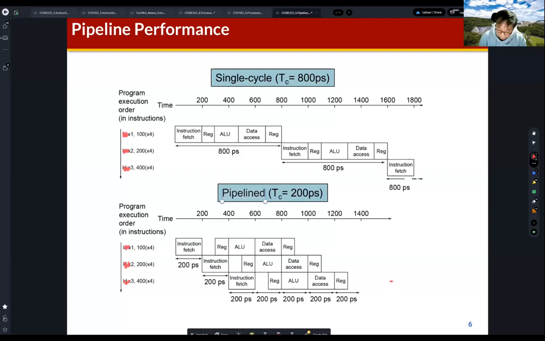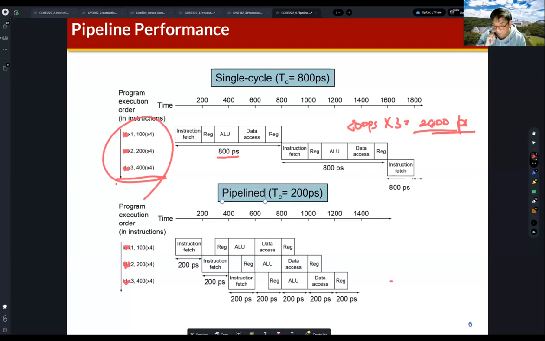As I mentioned, each instruction will take 800 picoseconds for the single cycle processor, right? Which means that in order to execute these 3 instructions, it will take 800 picoseconds multiplied by 3, then 2400 picoseconds of execution time.